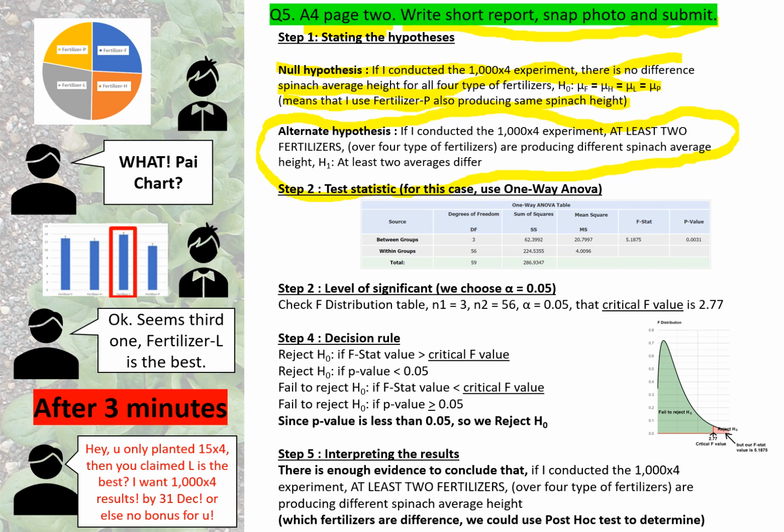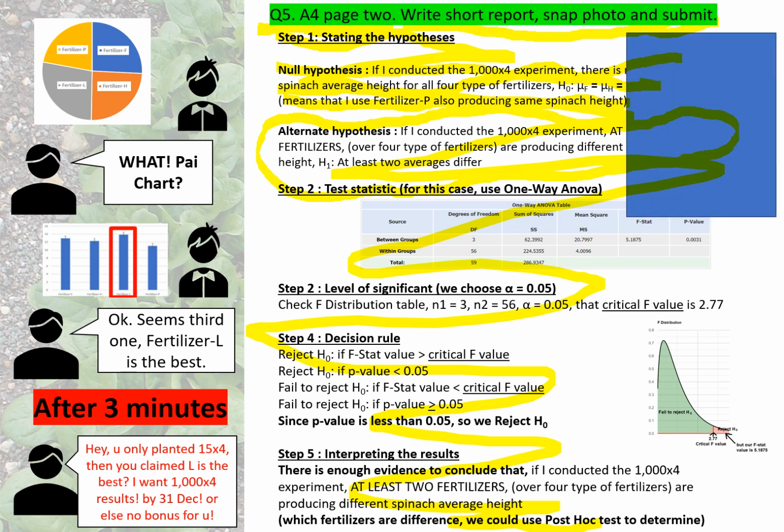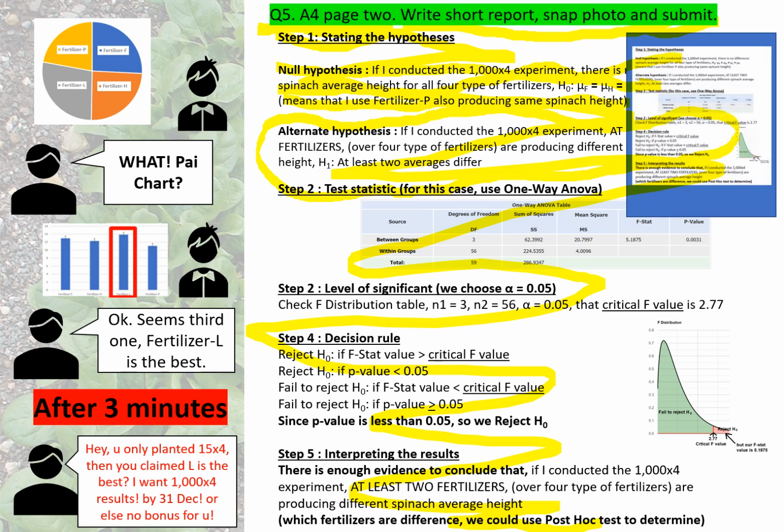So we go back to the core of this slide. What you need to do falls under question 5: A4 page 2, rewrite the short report. You can use your own words to rewrite it. At the end, you're going to see your second piece of A4 paper, your own writing, the short report. This is the last question for the lecture and also the tutorial session.